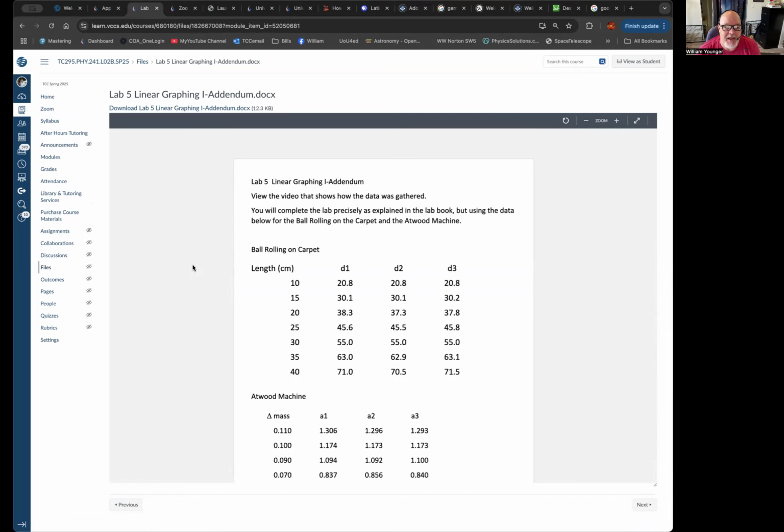You will complete the lab precisely as explained in the lab book, but using the data below for the ball rolling on the carpet and the Atwood machine. Now, in principle, if you had the right equipment, you could make an Atwood machine yourself. You wouldn't be able to do it with the nice Lab Pro stuff that we have because that equipment's made specifically for that. But you can still just make your own Atwood machine.